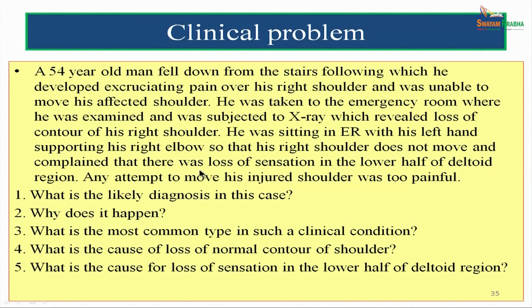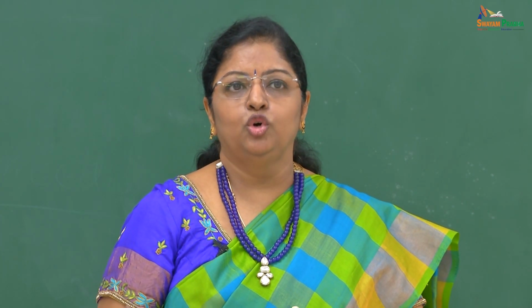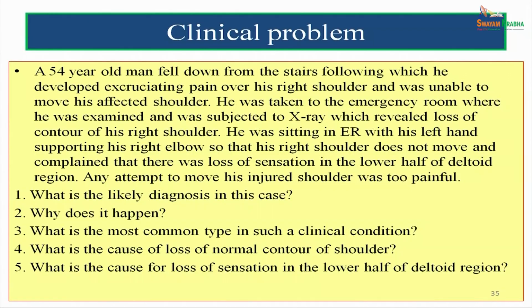He was sitting in ER with his left hand supporting his right elbow so that his right shoulder should not move, and he complained that there was loss of sensation in the lower half of deltoid region. Any attempt to move his injured shoulder was too painful for him. What is a likely diagnosis in this case? Obviously, it is a dislocation of shoulder joint on the right side.